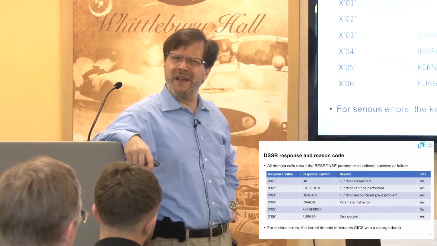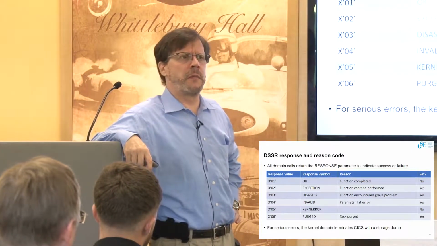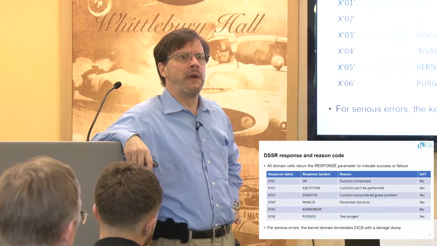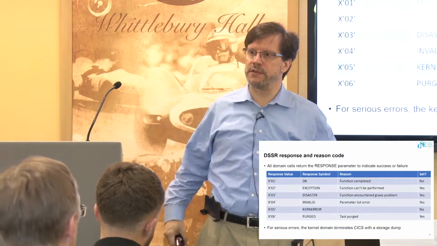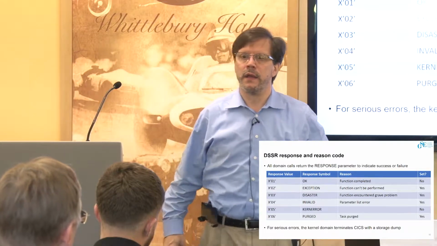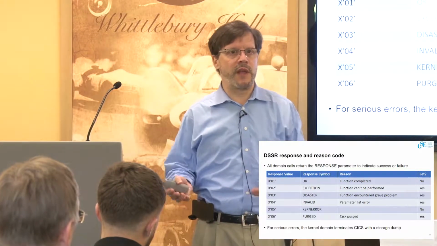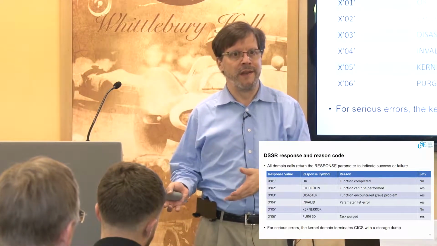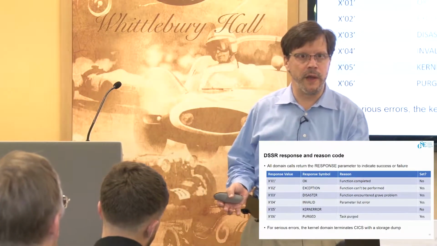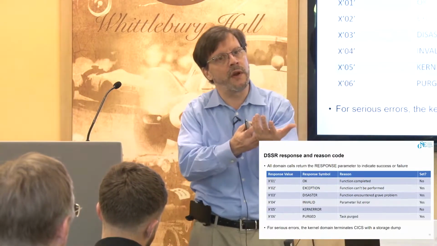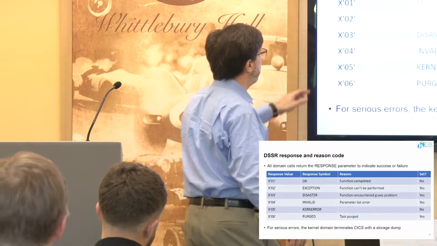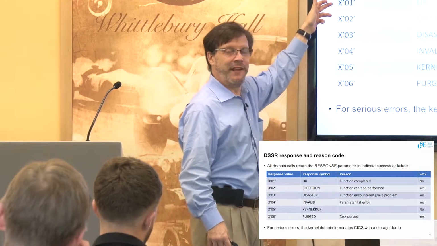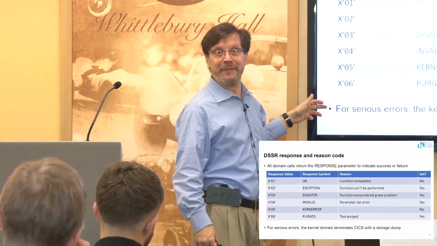Hex 01. You're going, what? What's a good return code from a CICS call? Hex 00. Internally, IBM doesn't use hex 00 anymore. Why? Because they want to be able to figure out whether they ran the function or not. If they initialize it to 00 and they're looking at 00, is it a good return code or did we never make it there? So they decided under the covers, 01 is good, right? It means you've done something.